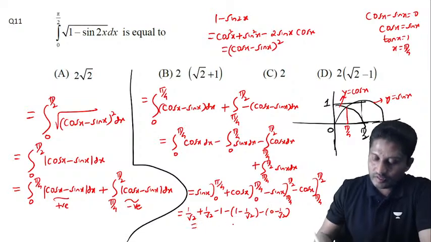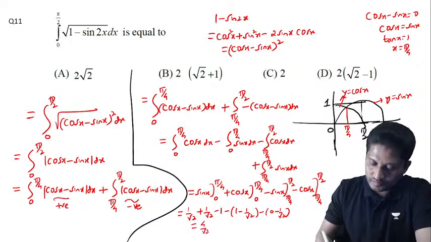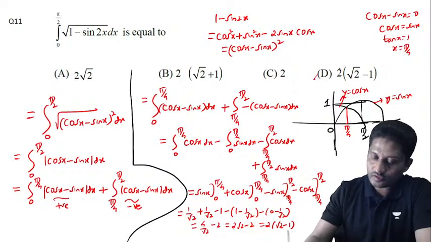If you simplify all, 1 by root 2, 1 by root 2, four times, you get 4 by root 2 minus 2. 4 by root 2 is 2 root 2 minus 2. If I take 2 common, you will get root 2 minus 1. Answer is option D.